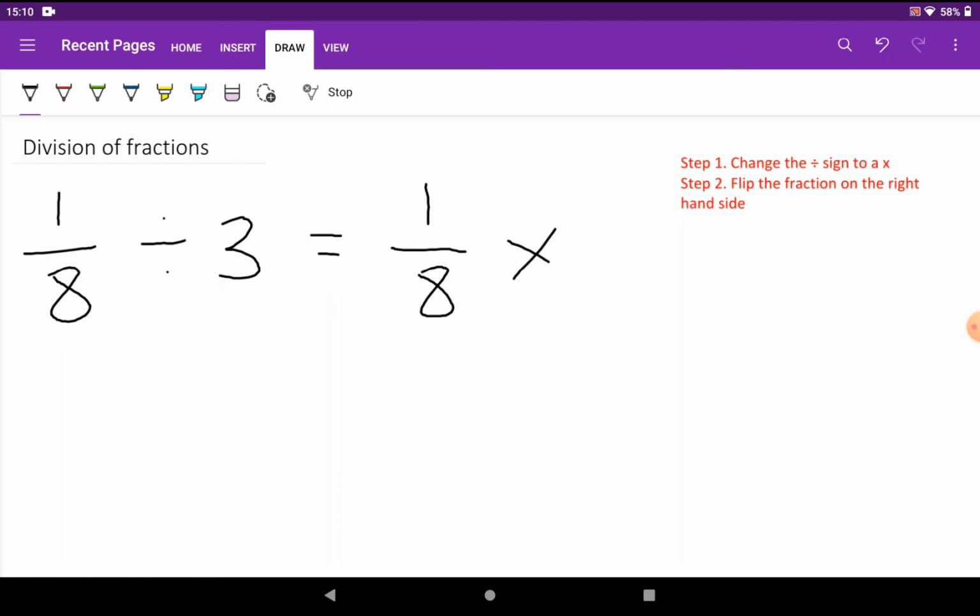Basically you've got to imagine this to be 3 divided by 1. If we flip it, it's going to be 1 divided by 3. And now with this one, we just multiply across. 1 times 1 is 1, and 8 times 3 is 24. So that's that.